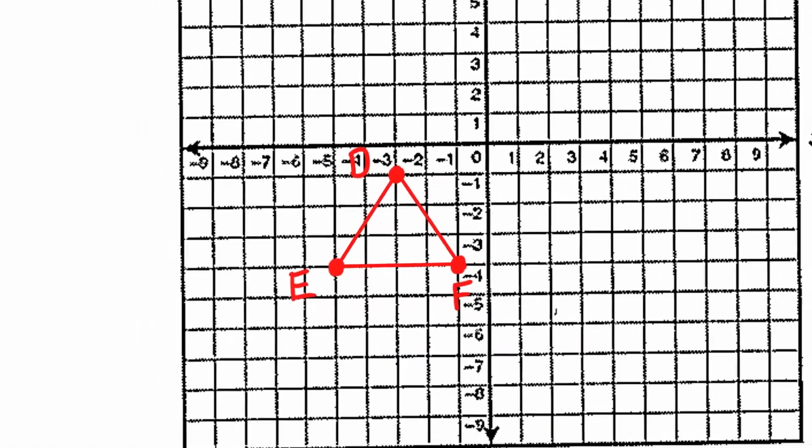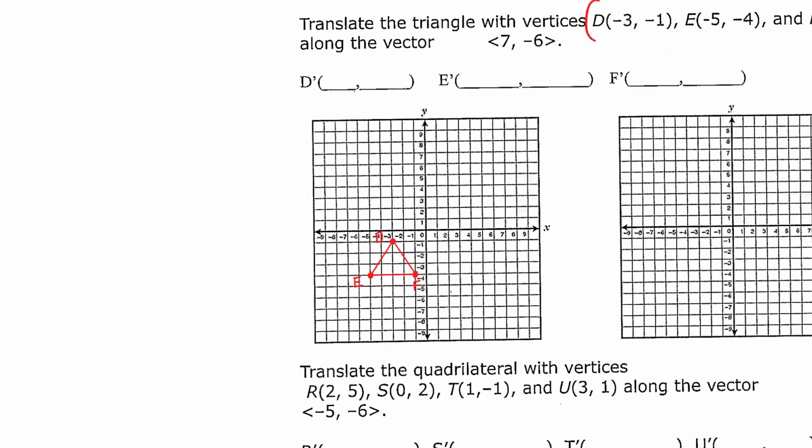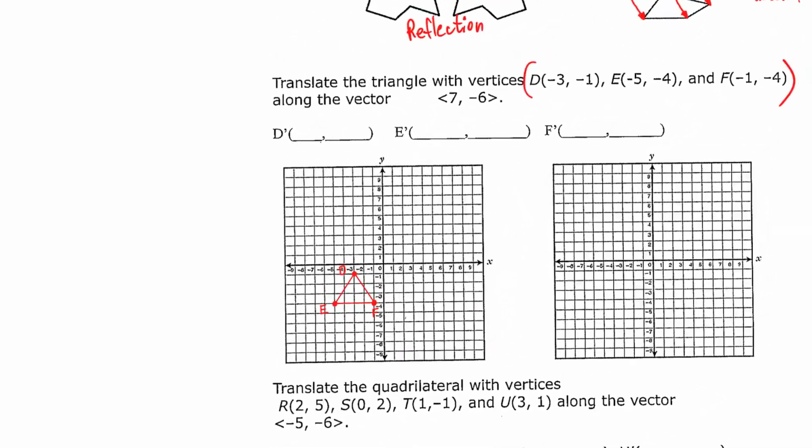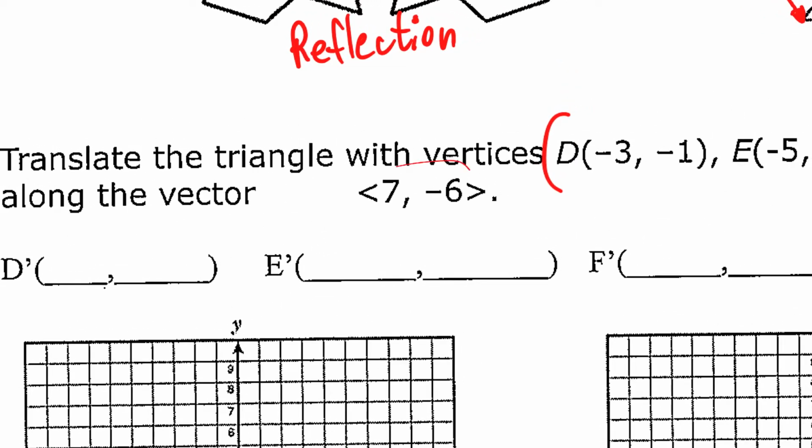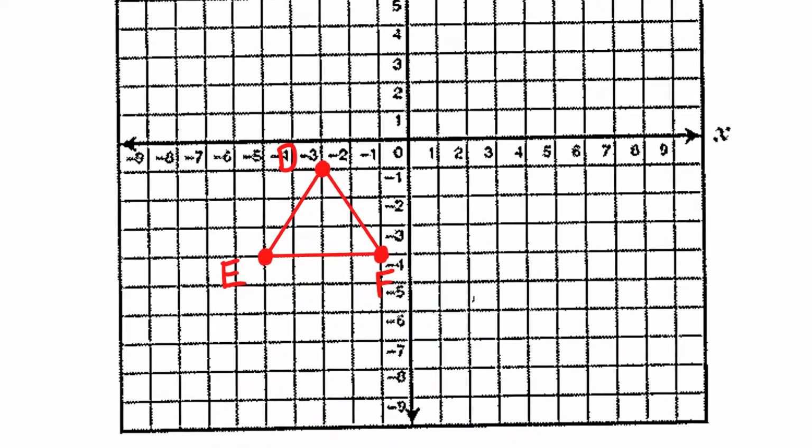Okay. So it should look like that right there. Now what we're going to do is apply this vector to it right here. So what is that vector 7, negative 6 going to do? It's going to go right 7 and down 6. Right 7, down 6.